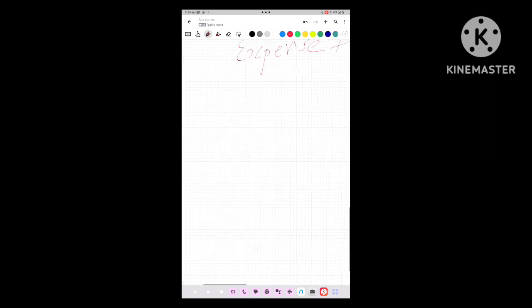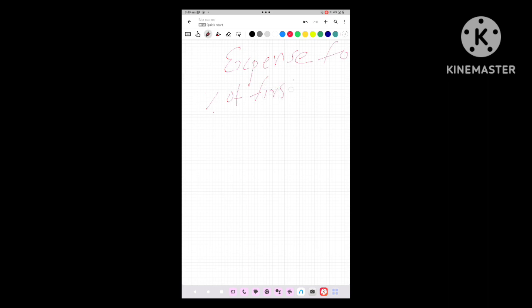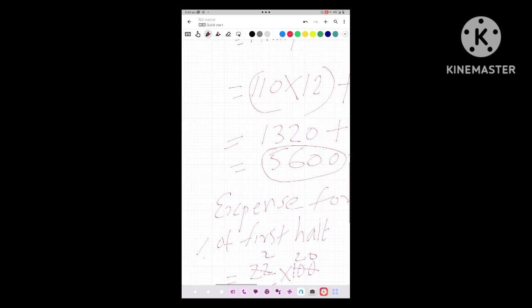Percentage of the first halt. What is the distance? 22 kilometers. First halt at 22 kilometers, out of how many kilometers? 55 kilometers, into how much? Into 100. We can cancel it by 5. 11, how much? 20. 11 2s are 22. So what is it? 40%. So there is one more question in this one.